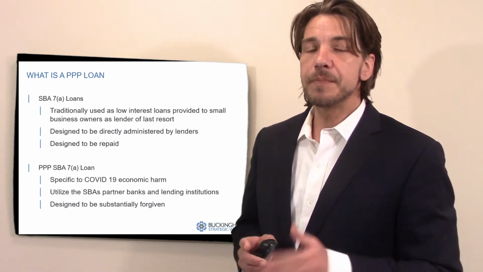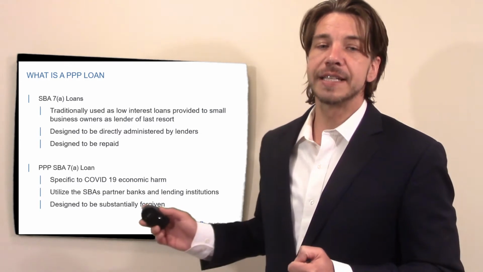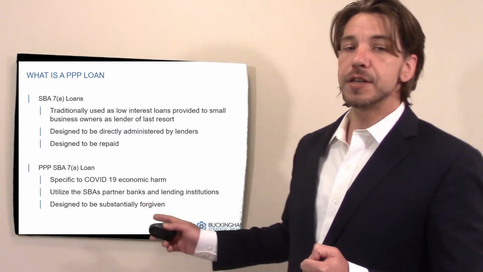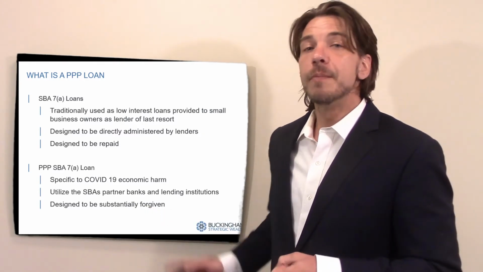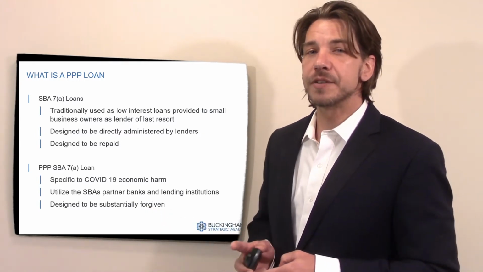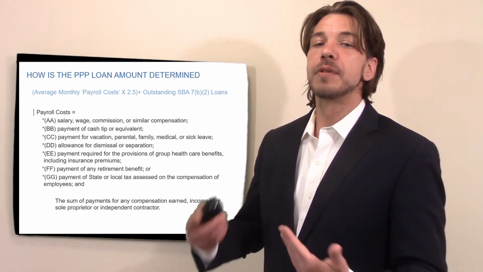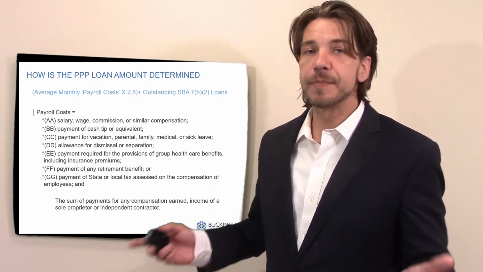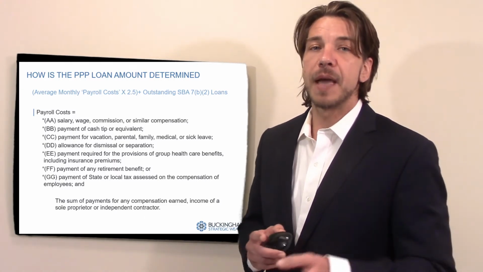The PPP provides some specific provisions related to COVID-19. So we're going to continue to utilize those SBA partner banks and lending institutions, but this is designed to be substantially forgiven. When we go in and apply for the loan amount, there is a specific calculation that we're going to be looking at based off of payroll cost.